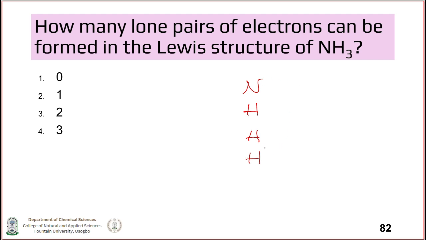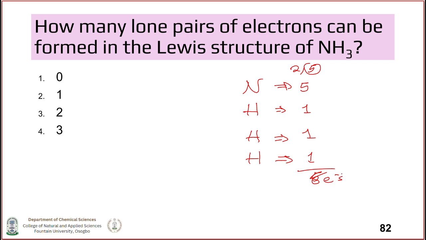The total number of electrons here: nitrogen is element number 7 in the periodic table, and the valence electron count is 5 for nitrogen. Of course, for hydrogen it is 1, just 1 times 3 for hydrogen. So 3 plus 5, that's 8 electrons in total, 8 valence electrons in total.